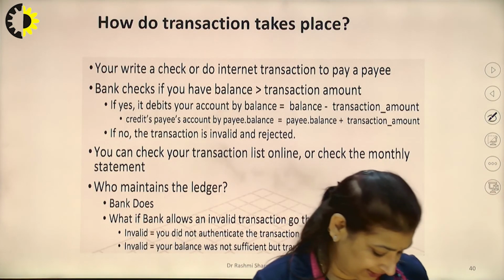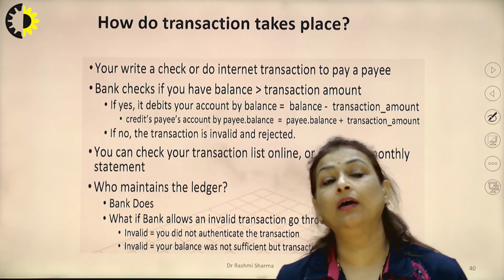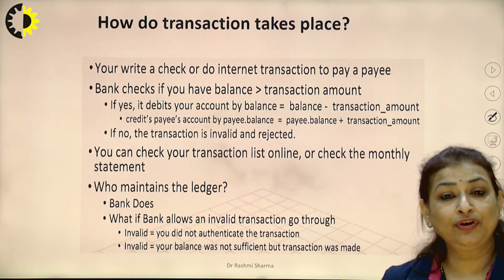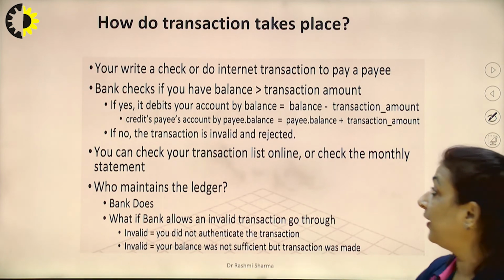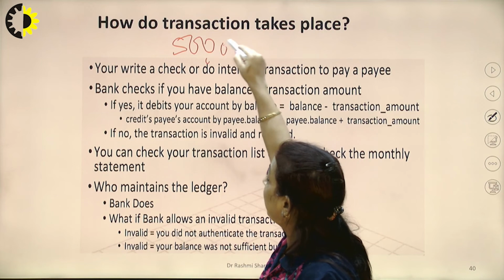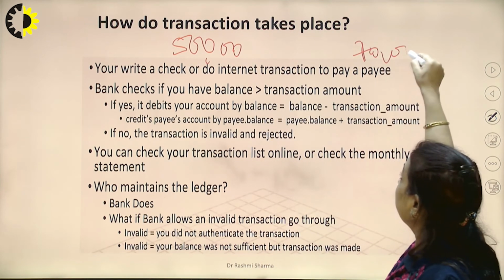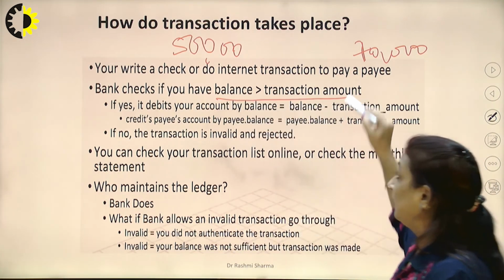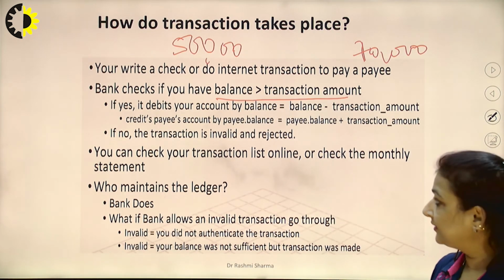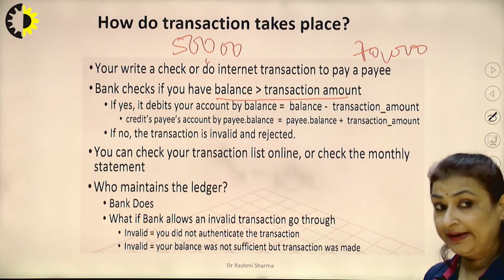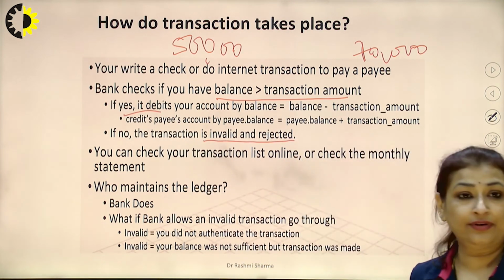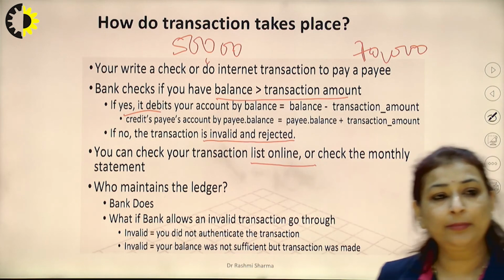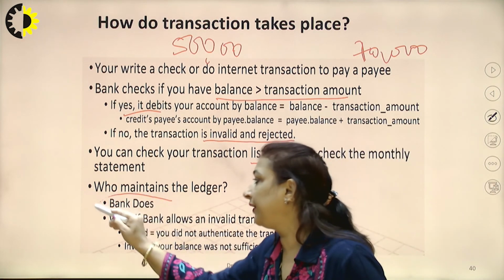Whenever we do transactions, as we have seen in the blockchain also, when I write a check or do an online transaction, let's take an example: I have 50,000 in my account and I want to transfer 70,000 to my friend's account. First thing we check is whether the balance is greater than the transaction amount. If the balance is greater, then it is a valid transaction. If not, it is an invalid transaction, and we can check this in the list of your online account. So where is this information kept? Obviously, it is kept at the bank.